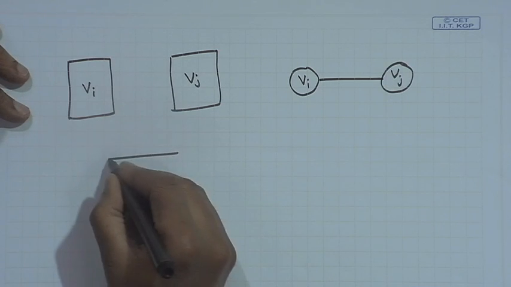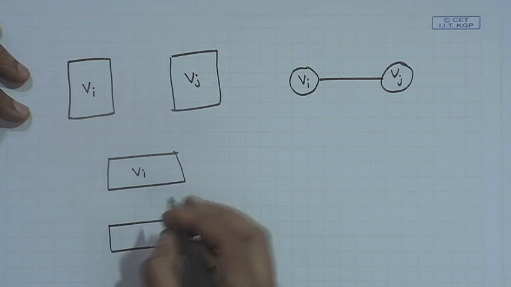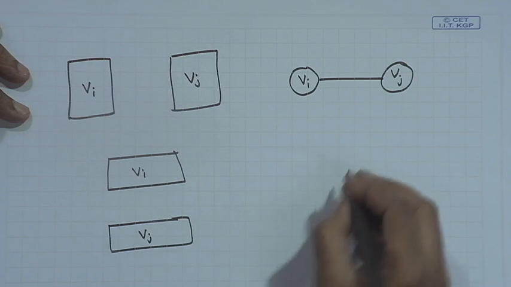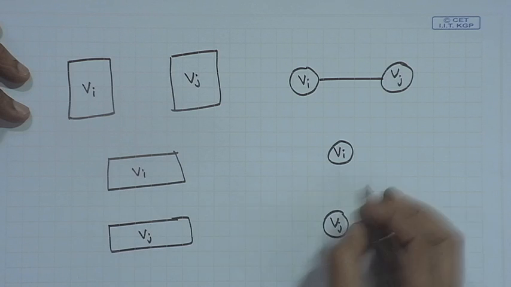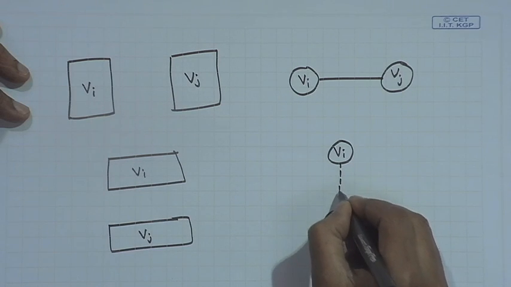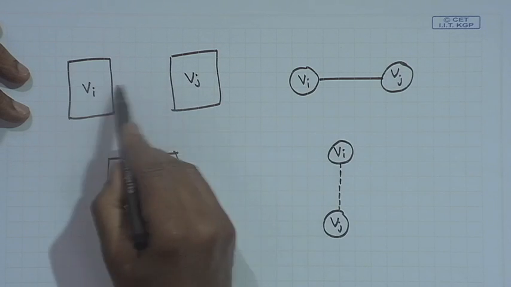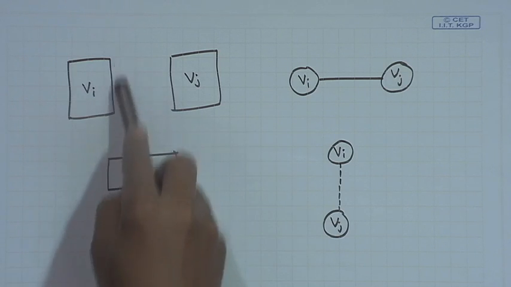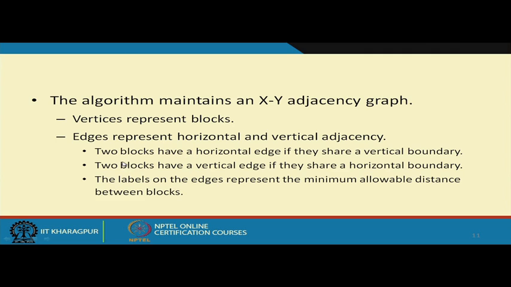But suppose I have two blocks which correspond to vertices, again let us say Vi, Vj, with a horizontal boundary between them. Then in the graph I connect them by a vertical edge, which I show differently, let us say dotted. So, there are two kinds of edges, a horizontal edge and a vertical edge, depending on the direction in which they share their boundaries.